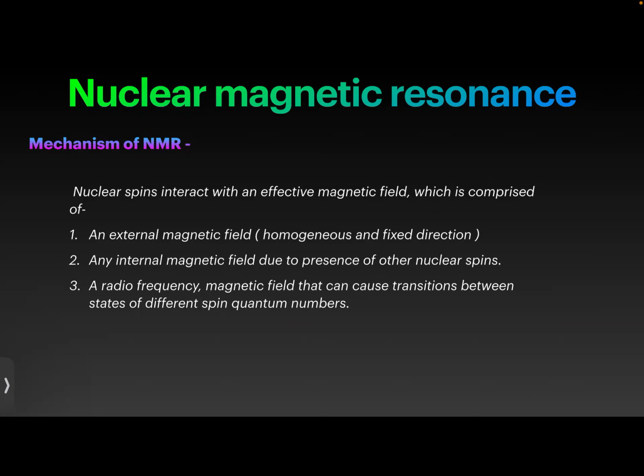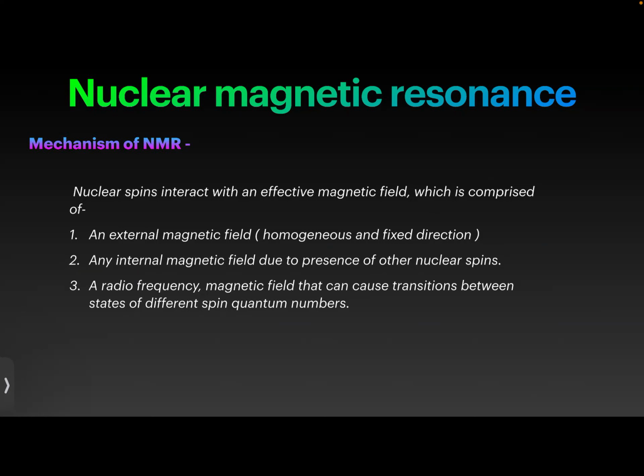So if we compare with the EPR spectrum, in the EPR spectrum also we put a magnetic field which has a fixed value, and then we give microwave frequency to excite, and we see the absorption and the different spectra. In case of NMR, we have an external magnetic field. This is fixed, homogeneous, and in a fixed direction. Then there is a radio frequency, the third point, which is actually an oscillating magnetic field.